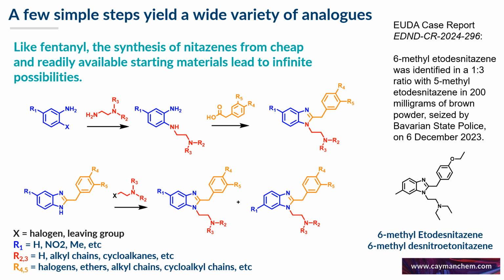And in December 2023, Bavarian State Police seized a sample containing a 3-to-1 mixture of the 5 and 6-methyl etodesnitazenes. So it's highly probable that this mixture came from this second method of synthesis. So now that we know how they're named, how they're made, let's look at how to identify them in EI mass spec samples.